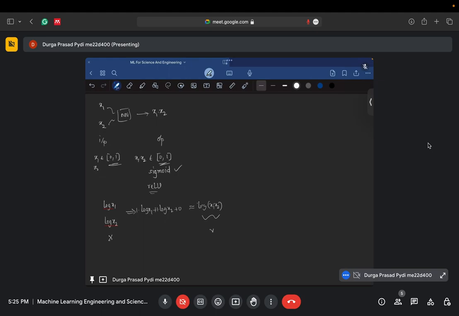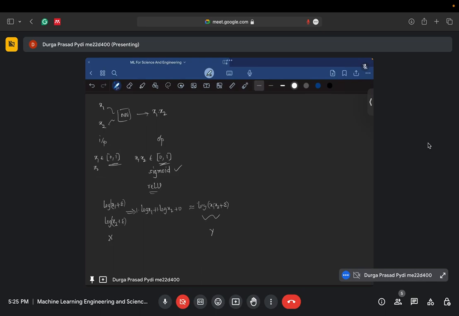So minimum value is 0, right? So x1 minimum value is 0. Yes. So log 0 is undefined. Yes. So what if I add some finite quantity over there? Yes, it is okay. Then it is okay. Now we can use that. Yeah, that could be the bias.